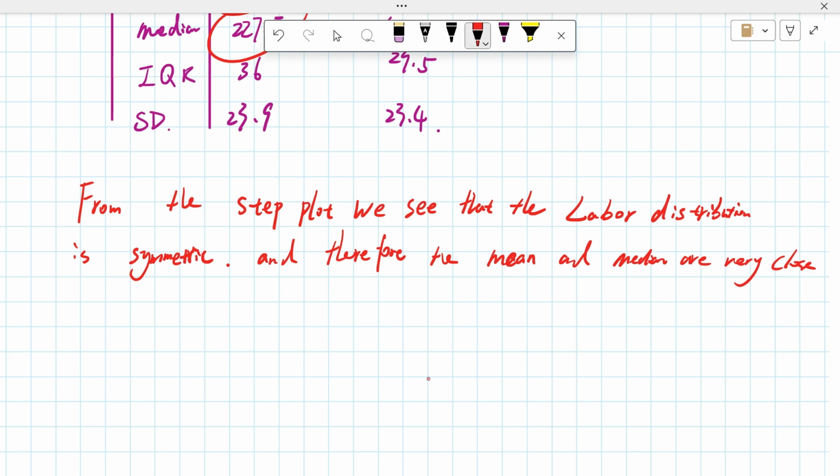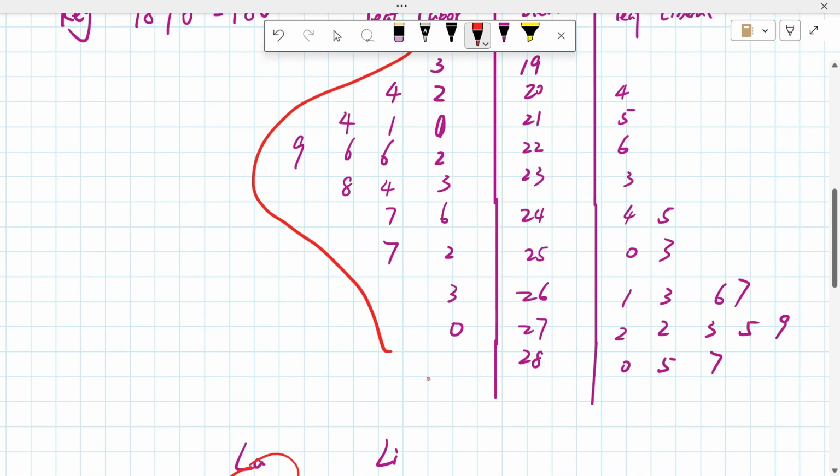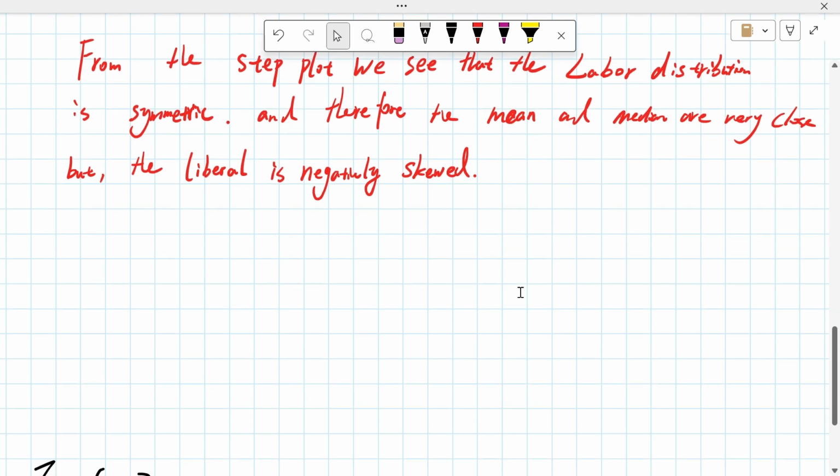We'll see, however, that the Liberal is negatively maybe skewed, because the data is going in that direction, so you can say pretty much. So we keep going.